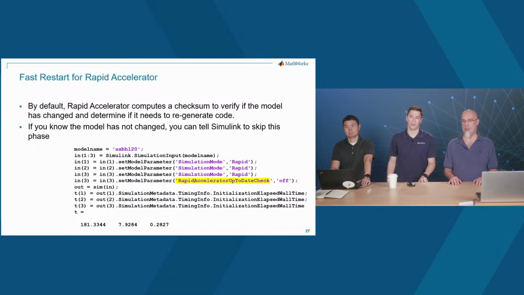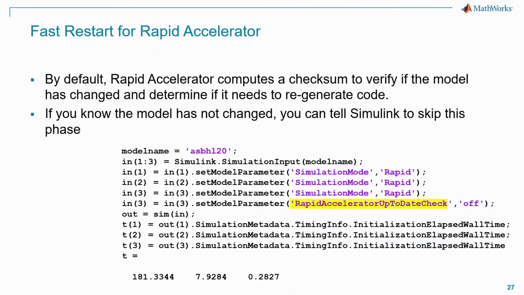To do that, you can use this parameter that you see here called Rapid Accelerator UpToDate Check. You can turn that off and tell Simulink, trust me, I haven't made any changes. Just reuse what you've previously built for Rapid Accelerator.